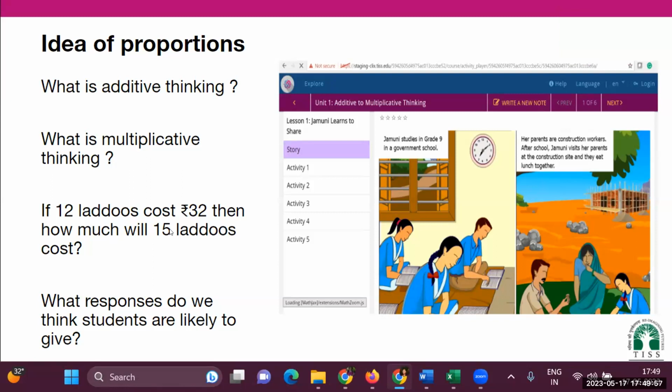Ma'am, I have a doubt. Yeah, just let me complete this. Chitra ma'am, let me complete this, then I'll come to it.